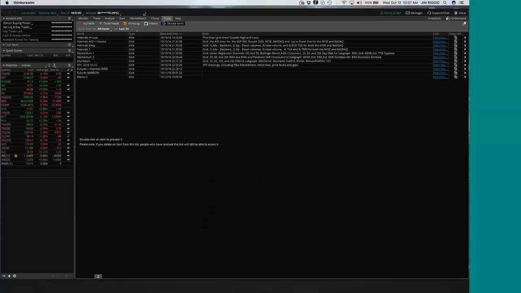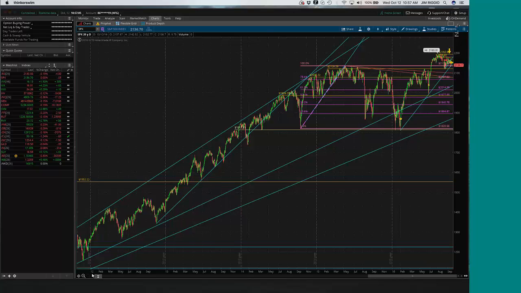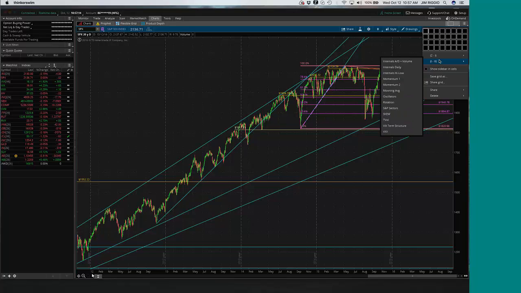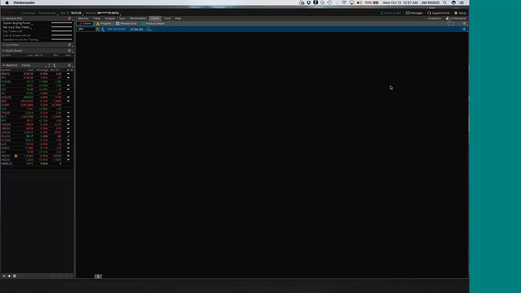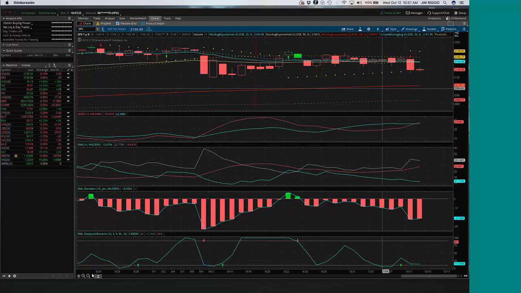So let me show you, once you save things, what I do is I save grids. I'm on TOS charts, and what I'll do is, since you wanted to know about momentum, it was momentum 2. So here's all you have to look at. Everything will be over here.